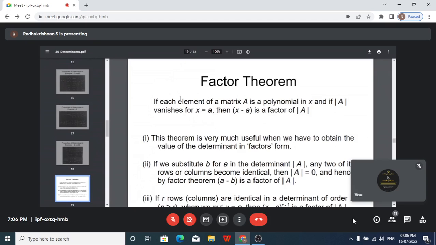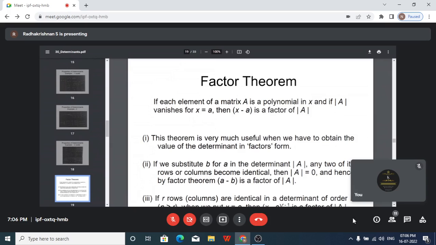So if there is a, sometimes the determinant will not be like numbers. There will be given in terms of functions of polynomial in x. Okay. So appa vandu suppose we substitute x equal to a and then the determinant becomes 0, then x minus a is a factor of the determinant. Okay.